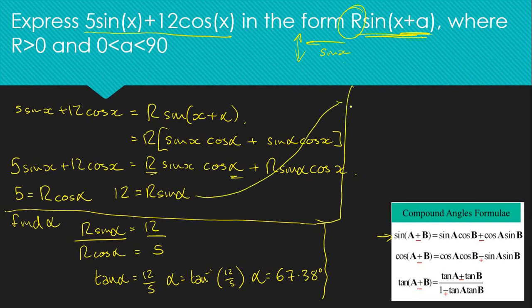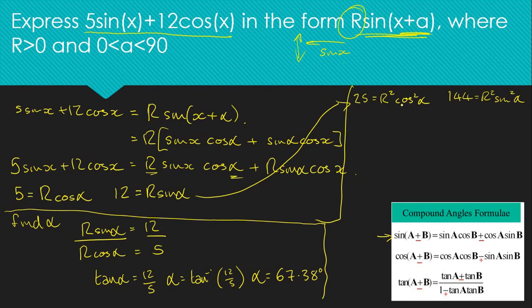Take these, and we're going to have 5 squared, which is 25, equals r squared cos squared alpha. So I'm going to square both sides. You'll see why in just a sec. 144 equals r squared sine squared alpha. Now, these things are true.